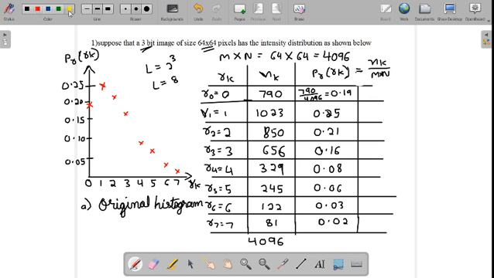So now you can draw the histogram. This is for 1, this is for 3, this is for 4, 5, this is for 6, and this is for 7. Okay, this is how you will get the histogram of the image.